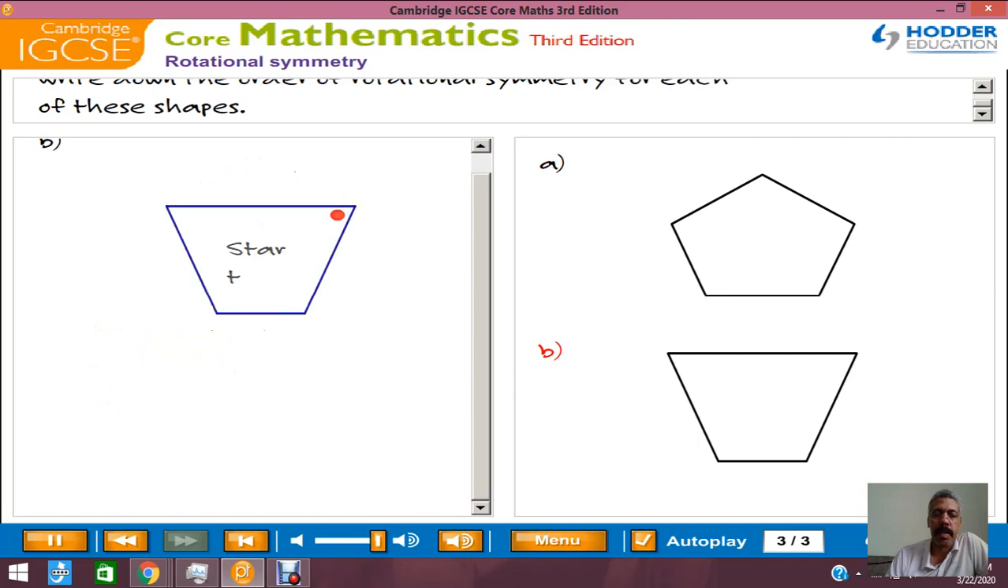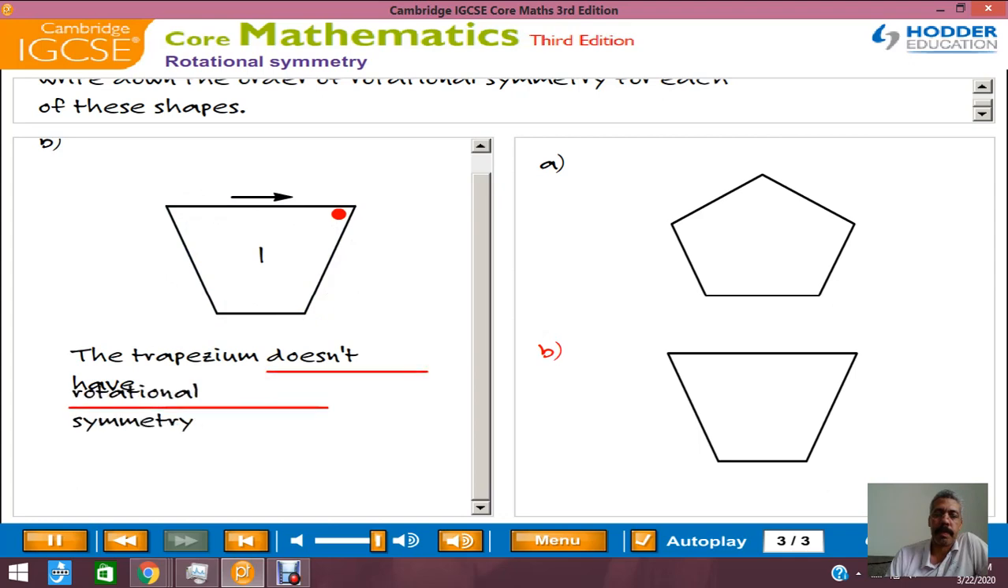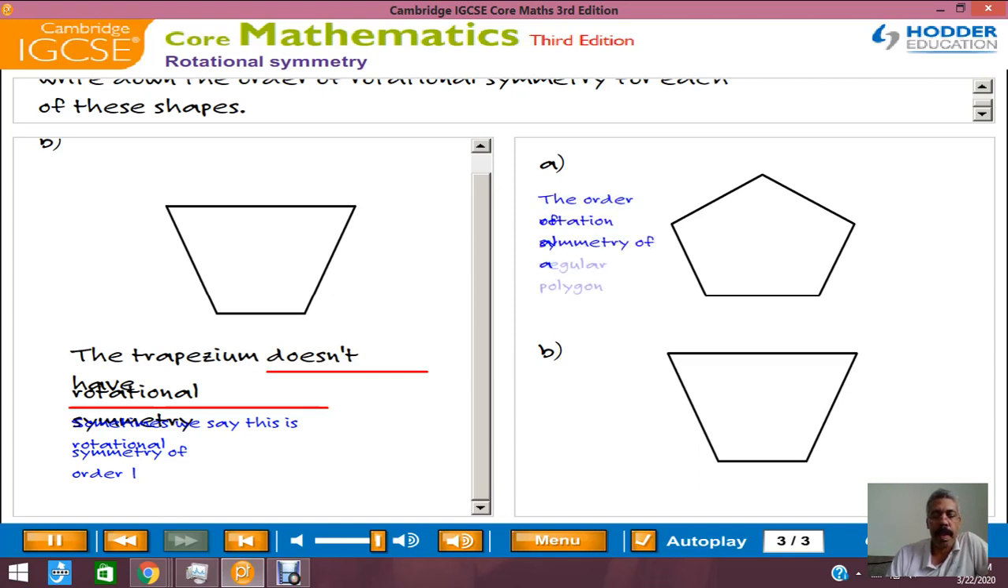This trapezium will fit only once when the tracing paper gets back to the starting position. The trapezium doesn't have rotational symmetry. Sometimes we say that this is rotational symmetry of order 1. Now let's see here. It's worth remembering that the order of rotational symmetry of a regular polygon is the same as the number of sides it has.